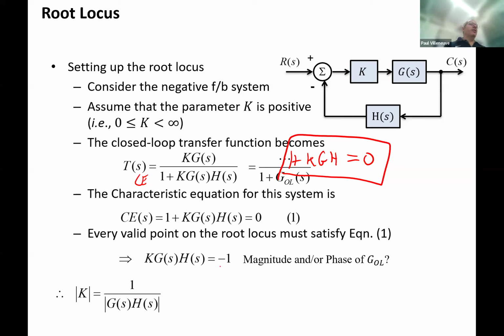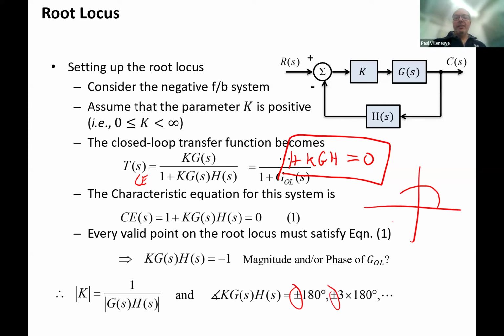All I'm doing now is converting these into real numbers or complex numbers. So I have the magnitude of k is 1 over GH. And my angle has to result in negative 180 degrees, which is also the same thing as plus 180 degrees. And it's also the same thing as 3 times 180 degrees, right? So 540: that's 360, and another 180 gets me back to that point.